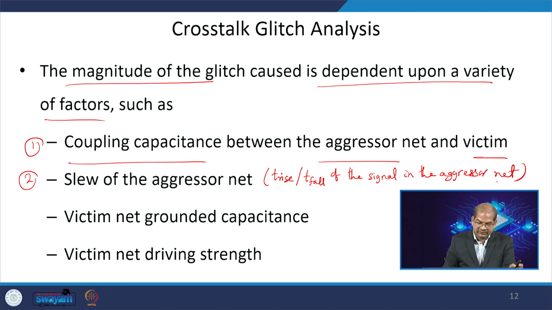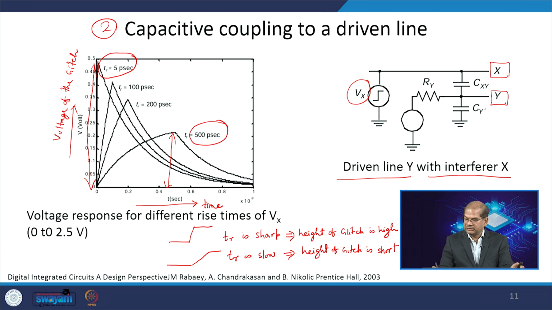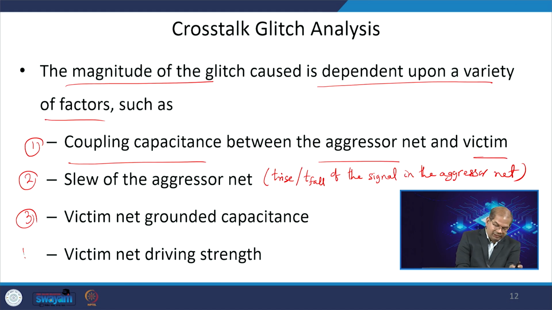Okay. So, that is important, and the third point is the victim net grounded capacitance. Victim net grounded capacitance is this Cy; it depends upon Cy also. Then the fourth one, very important: victim net driving strength. If your victim net is driven with a strong driver, then it can overcome the glitch, but if it is a weak driver, then the glitch will be more than expected.